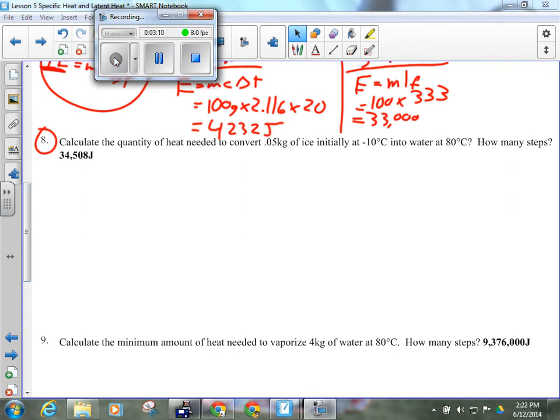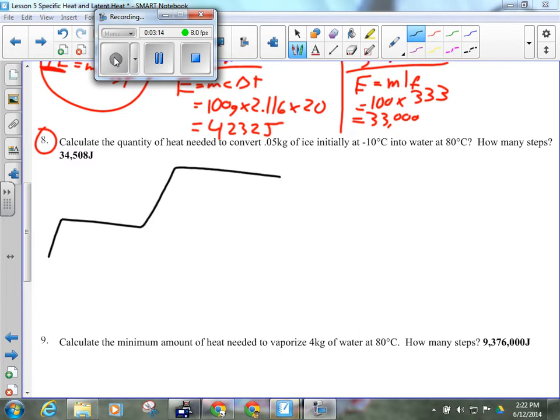All right, let's have a look at number 8 here. So we draw our heating curve. We want to convert 0.05 kilograms, that's 50 grams, of ice initially at minus 10, so down here, into water at 80. That's up there. How many steps? 3. I need to heat the ice to melting, melt the ice, heat the water. So that's 3 steps.